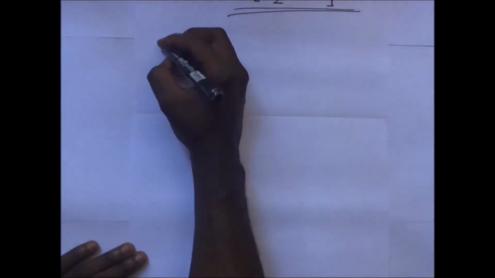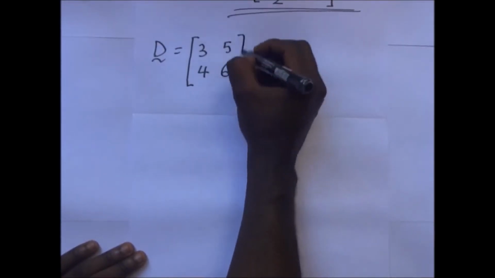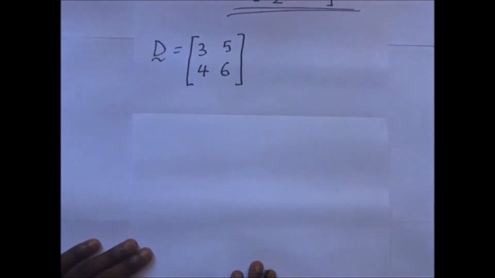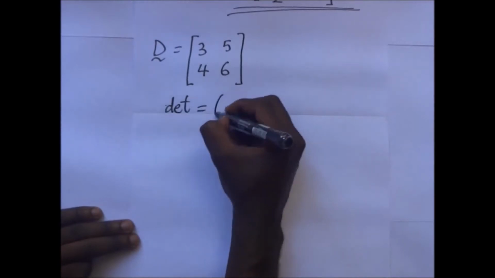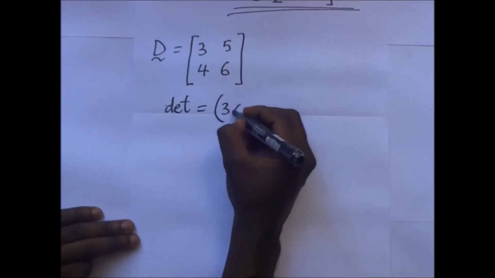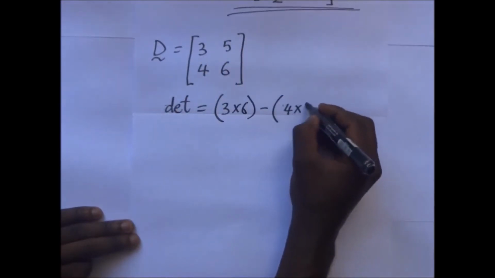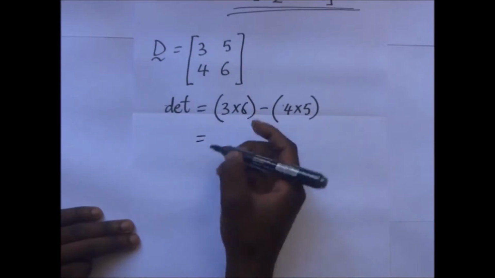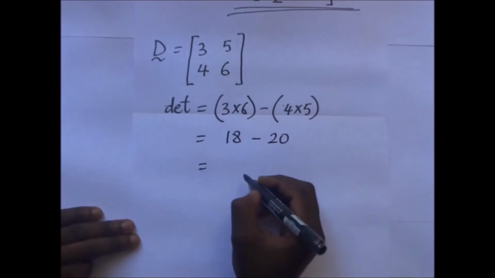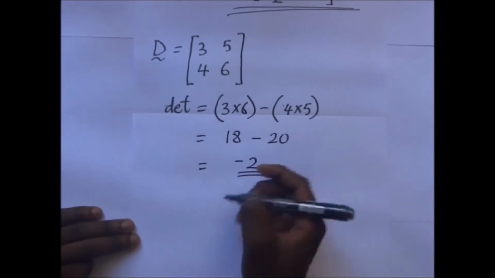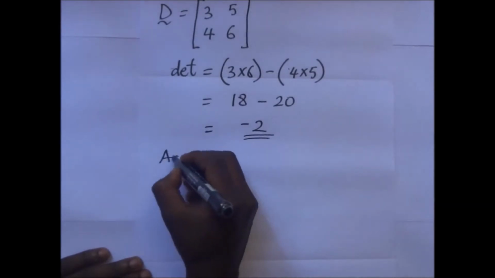Find the inverse of matrix D. Just like we did before, we are going to first find the determinant. The determinant of this matrix is going to be 3 times 6 minus 4 times 5. So 3 times 6 is 18, minus 4 times 5 is 20. And we shall end up with our answer being -2. So that's our determinant. So we get the adjoint of the same matrix.